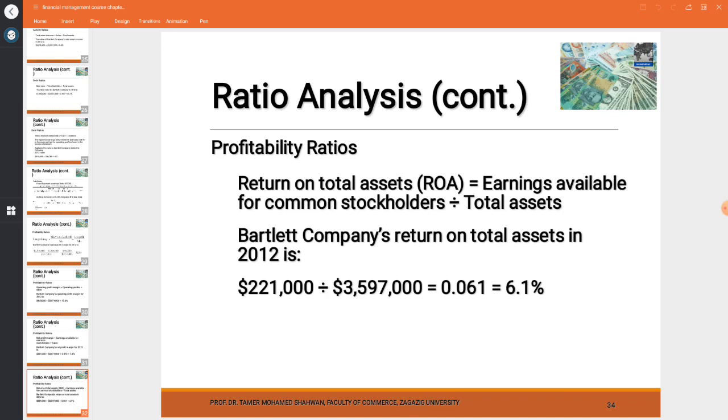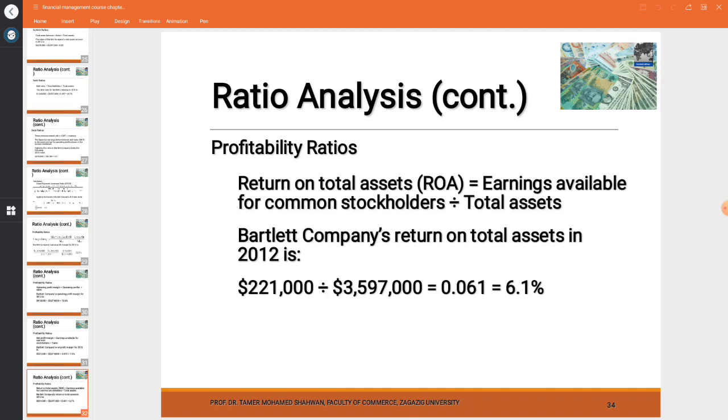Another important ratio is called ROA, return on assets. ROA can be determined by dividing net income by the total assets. You calculate the net income or earnings available for common stockholders, and you divide it by total assets. In our example, our net income is 221,000. You divide it by the total assets. This will give you what we call 6.1%.